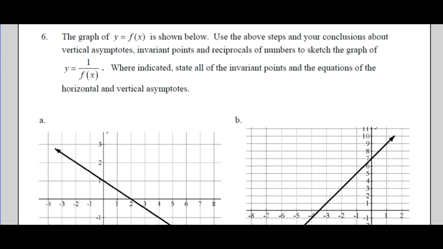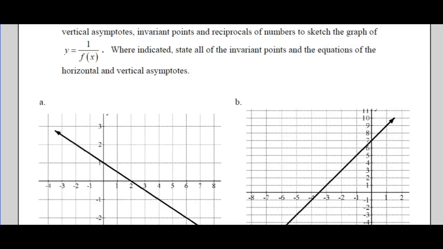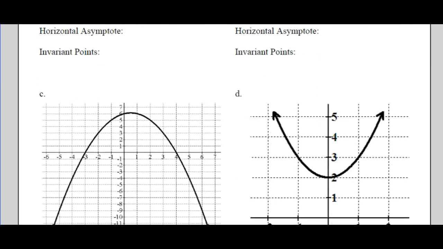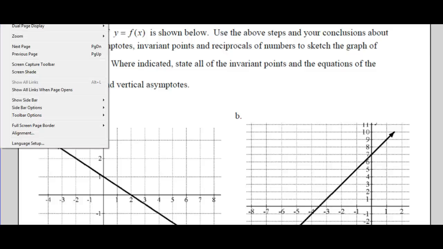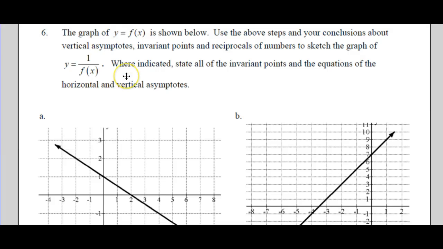All right, so next, graph y equals f of x. Use the steps above, and your conclusions about vertical asymptotes, invariant points, and reciprocal numbers, to sketch the graph y equals 1 over f of x, where indicated. State all the invariant points and the equations of horizontal and vertical asymptotes. Okay, this is it, right? You just think of this as like 30-1. Every day in 30-1 is just like this. Okay? Let's go to, what, 125.